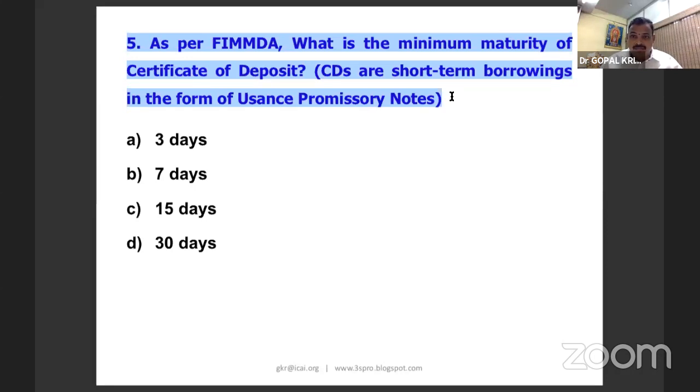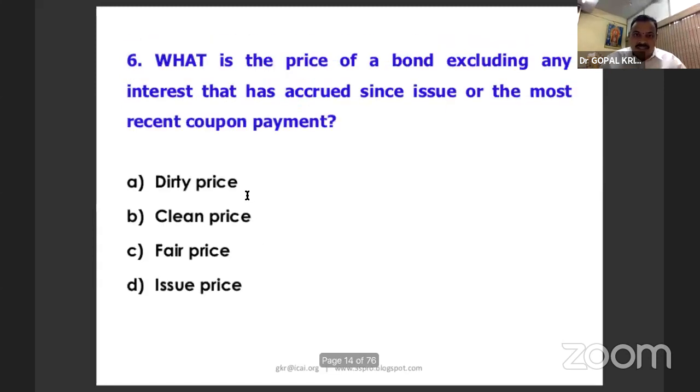As per FIMDA, what is the minimum maturity of certificate of deposits? Certificates of deposit are short-term borrowing in the form of usance promissory notes. What are the options? 3 days, 7 days, 15 days, and 30 days. Which is the right answer? 15 days. That's all over. Okay, so please look at it. You have to see whether CP or CD. CP means 7 days. CD means 15 days. Good.